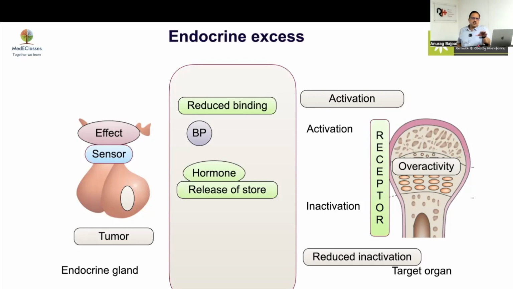So endocrine excess can be because of increased production, release, reduced binding, increased activation, decreased inactivation, receptor overactivity, or a sensor problem. If the body says the levels are low, your calcium levels are low, it will start producing more PTH, which will cause hypocalciuric hypercalcemia. If the body says your glucose level is too much, it will start producing more insulin. What will happen? You will have hypoglycemia. If the body senses less glucose, you will have diabetes.